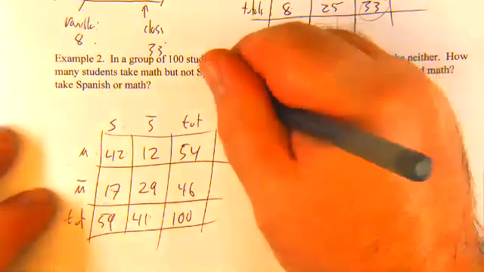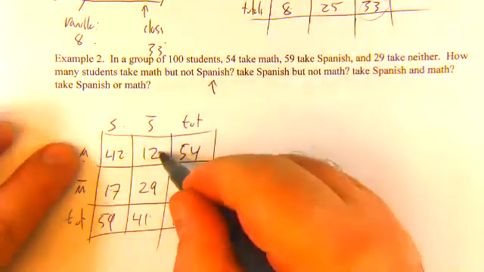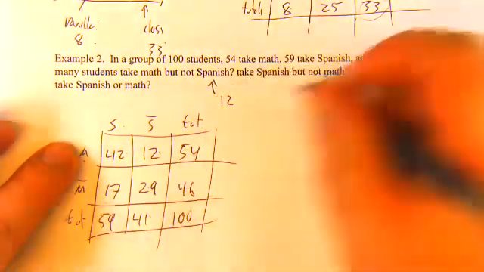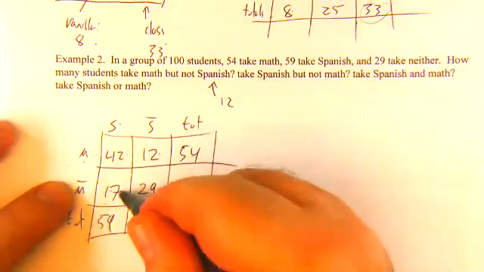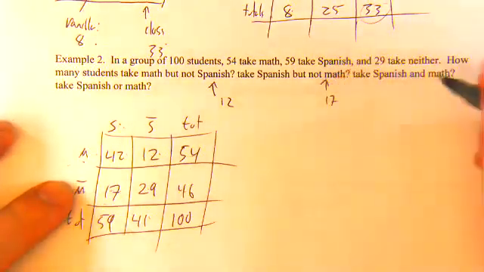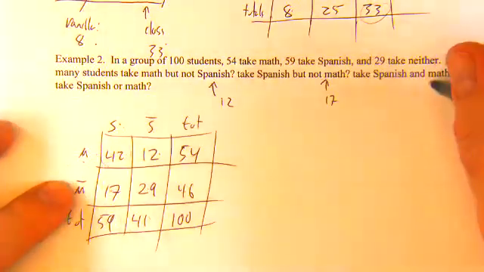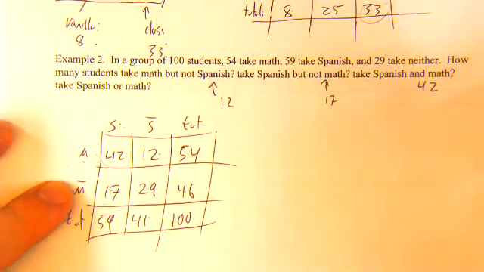Take math, but not Spanish. Math, but not Spanish is 12. Spanish, but not math. Spanish, not math, 17. Spanish and math, that's 42. Take Spanish or math.